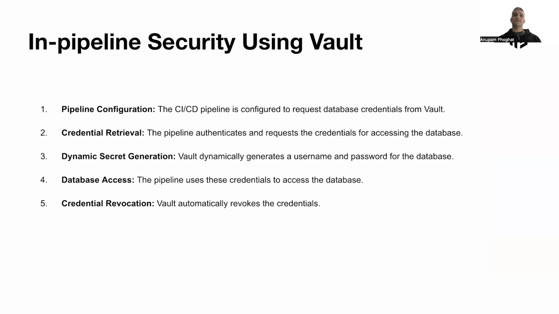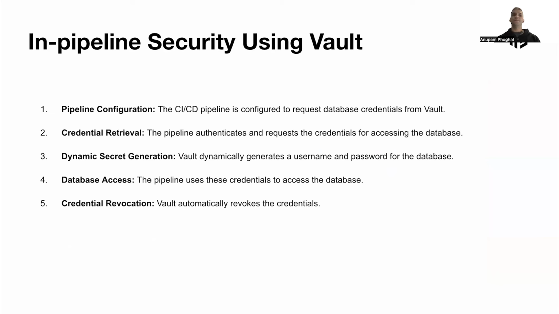Now, let's consider a scenario where a deployment process requires database credentials. In this process, the first step would be to configure the pipeline. The CI/CD pipeline is configured to request database credentials from Vault as part of the deployment process.